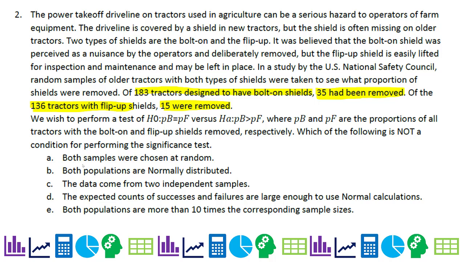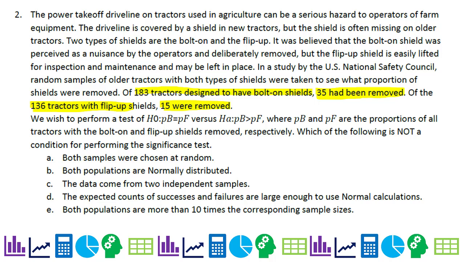We wish to perform a test of our null, the proportion of bolt versus the proportion of flip are the same, versus the alternate where we truly believe the bolt-on ones are removed more often, so the proportion of bolt is greater than the proportion of flip. And you can see they define where PB and PF are proportions of all tractors with bolt-on and flip-up shields removed, respectively. Which of the following is not a condition for performing the significance test?